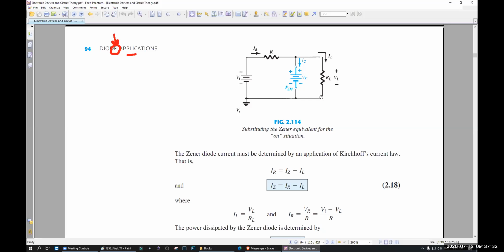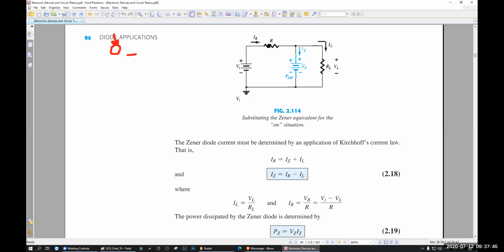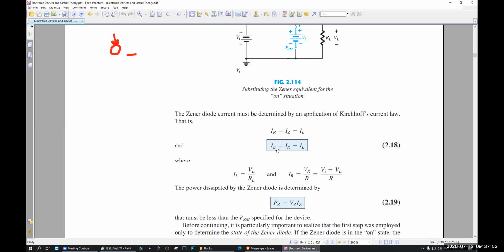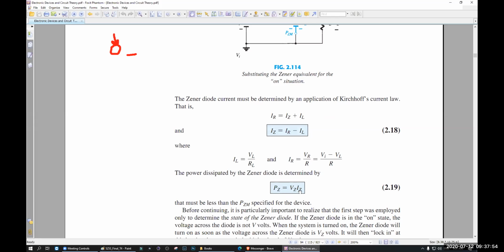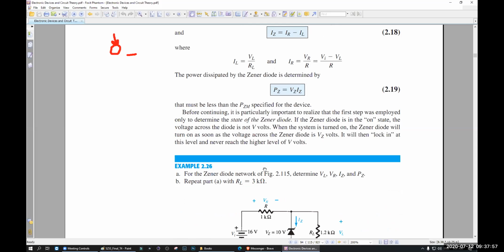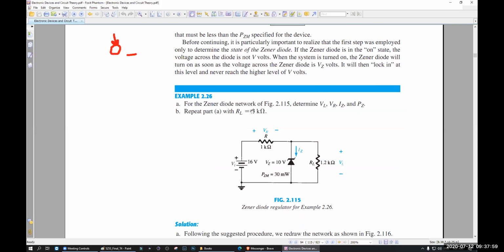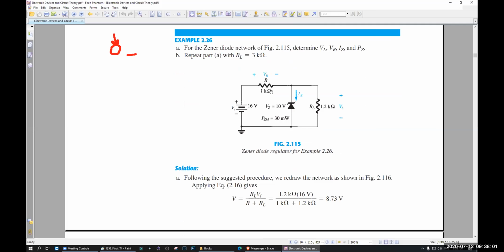Now what is IL? IL, according to Ohm's law, is VL divided by RL. What is IR? IR is the resistance voltage, that means VR, divided by this resistance. So VR is equal to VI minus VZ, divided by R. Your PZ is equal to VZ into IZ. Okay, let's do an example. If I do the example, you will understand what I am talking about.